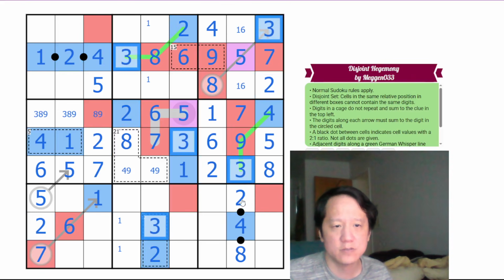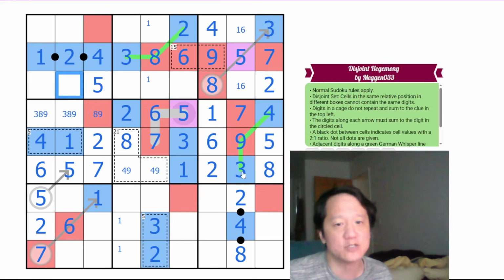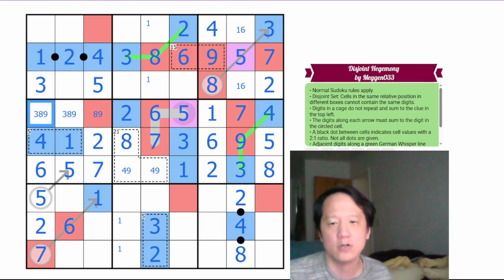3s. 3 in row 3 cannot be any of these cells because of 3 in the box. It cannot be here because by disjoint set, we have a 3 already in that position, so 3 has to be here, which means this can't be 3. Where's 3 in row 4? It has to be here.